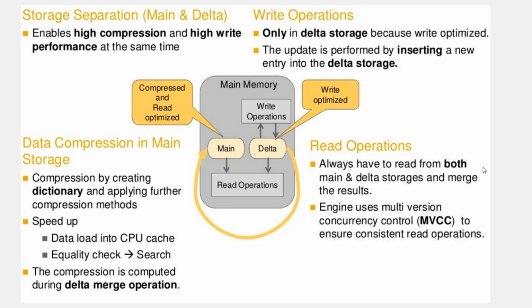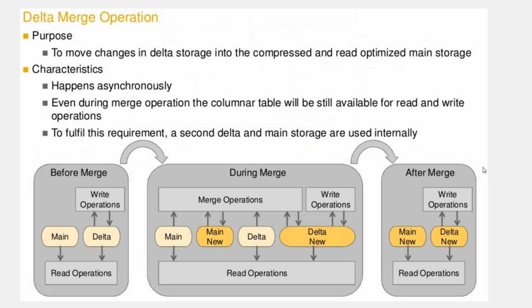Whenever I talk about delta merge, we have a good subject called delta merge. Then you should understand how the delta merge is happening, what a delta is, what a main storage is, where the write operation happens, and where the read operations happen. Whenever I say there is a delta merge process, how is this process going to happen? Let me give you an example.